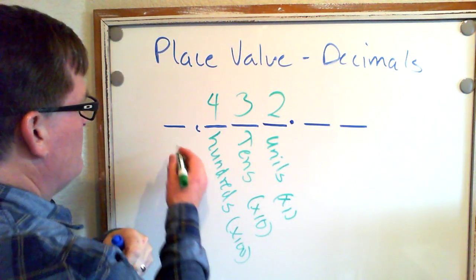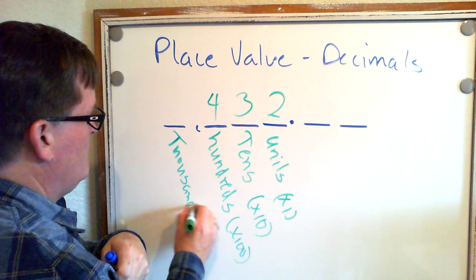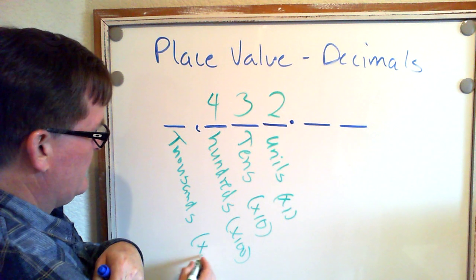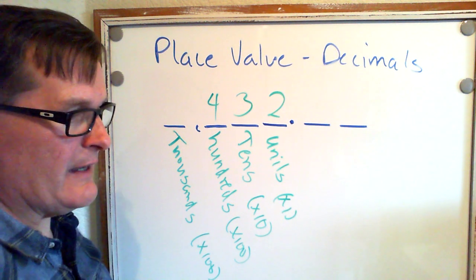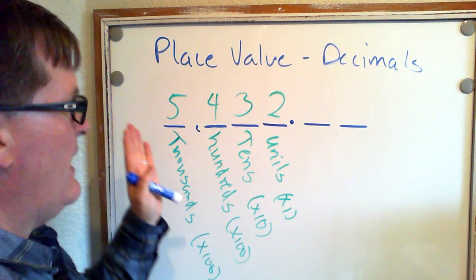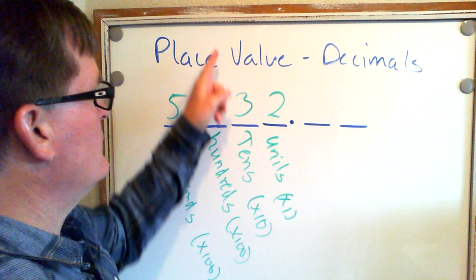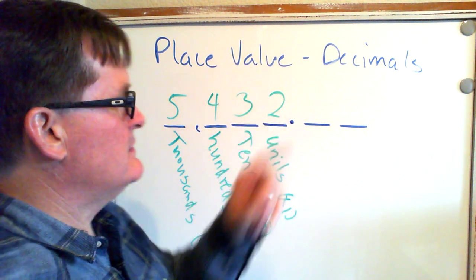And then we're going to go up to the thousands and stop for this discussion. So any digit in this place is worth 1,000 times what I put there. So if I put a 5 there, it's actually worth 5 times 1,000, or 5,000, which of course is how we get the number 5,432.